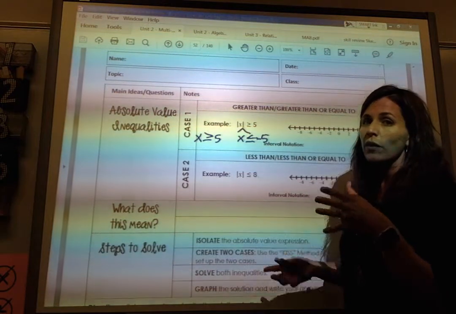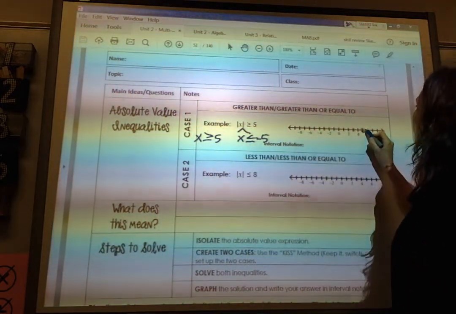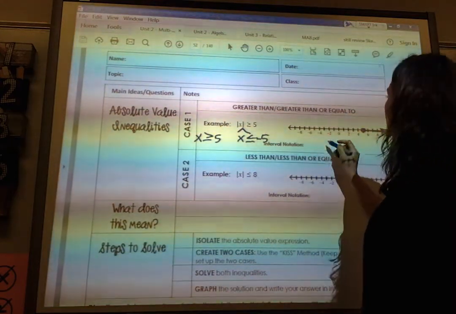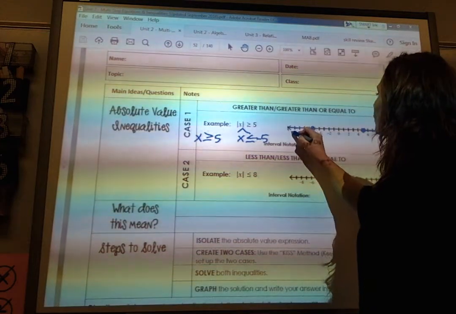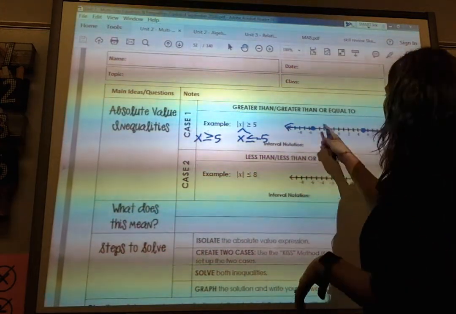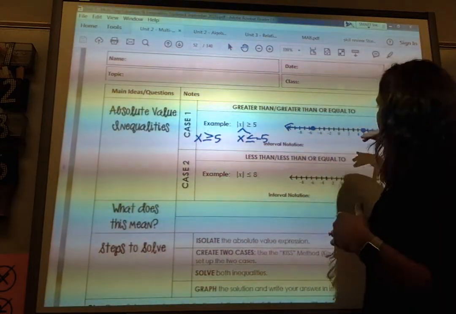When I graph that, we've already graphed one of these. So when we graph x is greater than or equal to 5, it's a closed circle, shade to the right. And when I graph x is less than or equal to negative 5, it's a closed circle and I shade to the left. So I've got two graphs on this one. This is the graph form.